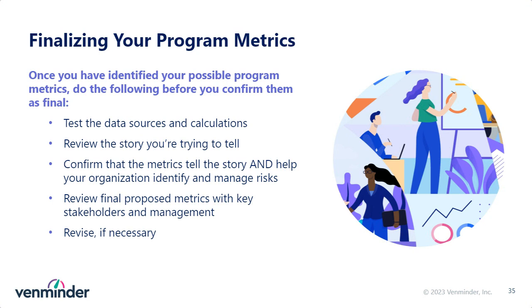but we do need to make sure we're telling compelling stories and we're telling the right story, because we want to make sure those stories are emphasizing that the program is doing what it's supposed to do and that we are using this data to help manage risk. Once you have that information, review your final proposed metrics with key stakeholders and your management. Let them do another pass at it, and then you may need to do some revisions.